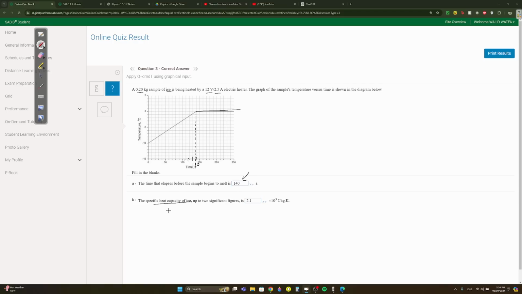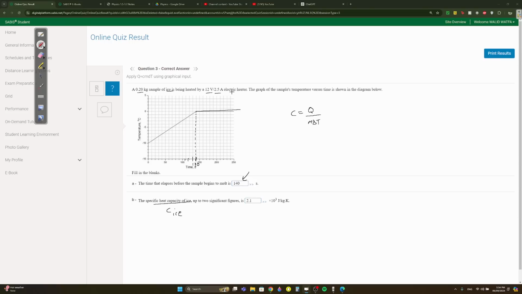The specific heat capacity of ice, so we need the C of the ice, up to 2 significant figures. How do we find the C? C is equal to Q over M delta T, right? Remember, Q equals MC delta T. Take everything to the other side, it becomes C equals Q over M delta T.